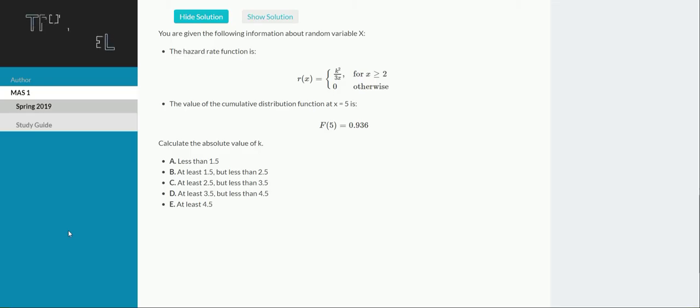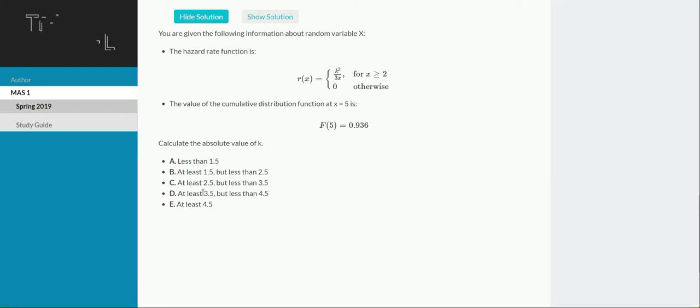You are given the following information about random variable x. The hazard rate function is a piecewise function where when x is greater than or equal to 2, the hazard function is k squared over 3x, otherwise it is 0. Second, the value of the cumulative distribution function at 5 is 0.936. Calculate the absolute value of k.